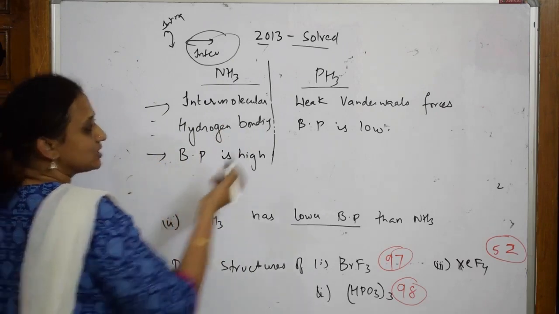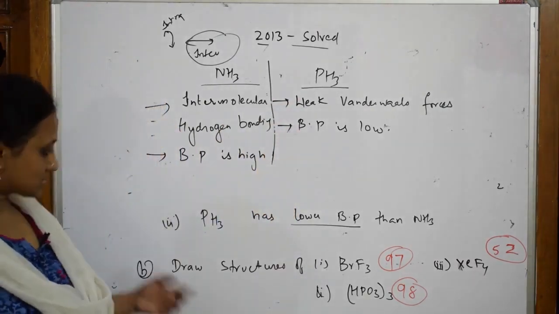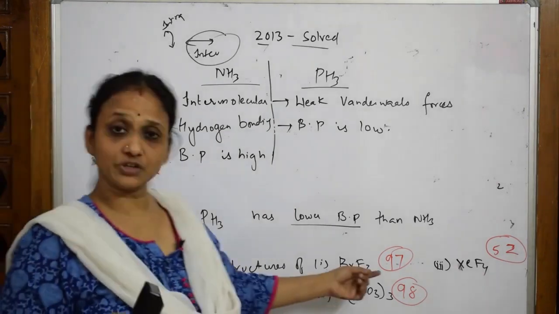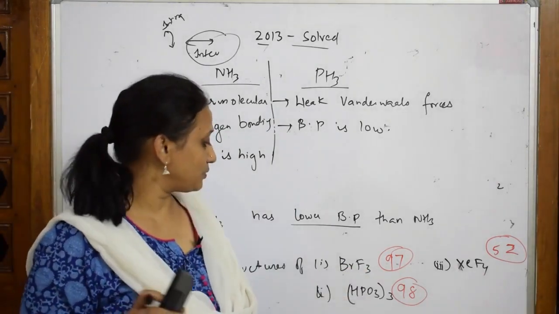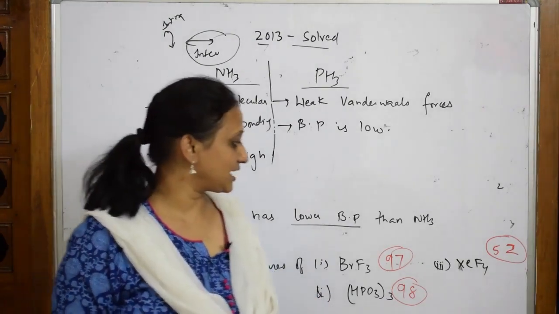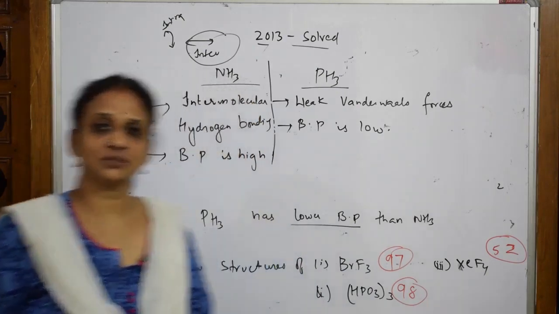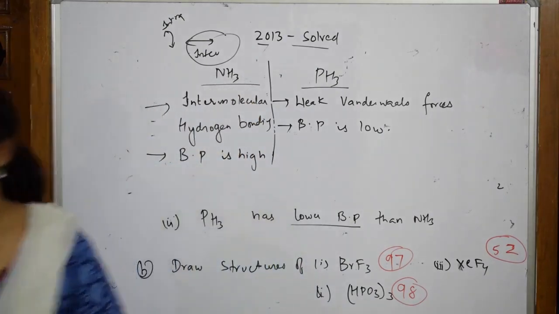So boiling point is high. Weak van der Waals forces, hence boiling point is low. That's it. Next, draw the structures again. BrF3, I did it in video number 97. HPO3, your oxoacids of phosphorus, in video number 98. And XeF4 under video number 52. Please watch the videos for the information.